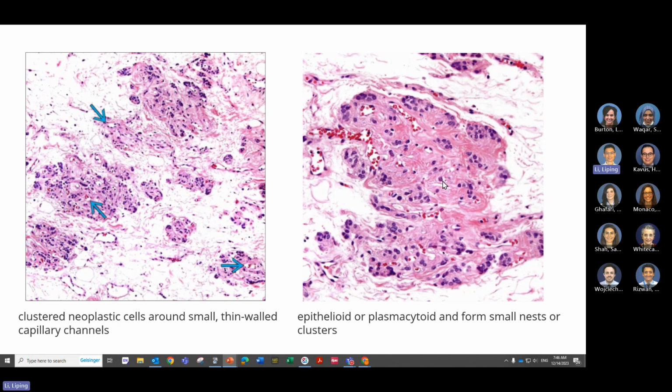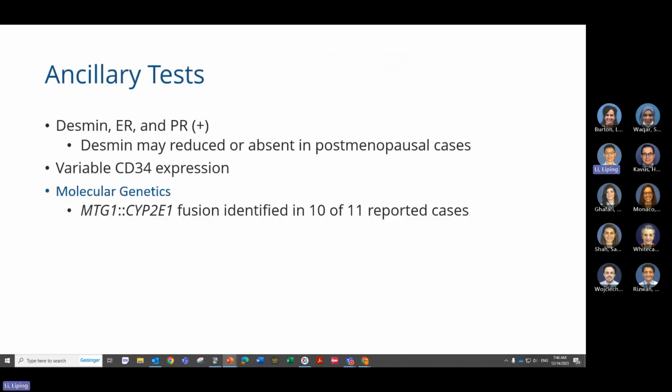Then this is the high power feature to show this plump. Maybe the cytoplasm is kind of spindle, but the nucleus is more plump, not like the previous one you saw. But the immunostaining is really similar to the angiomyxoma. That means ER/PR positive, variable CD34, and then also this fusion, MTG1-CYP2E1, identified in 10 out of 11. So maybe this one is really characteristic, but I think for practical purposes, I don't think we have this fusion.